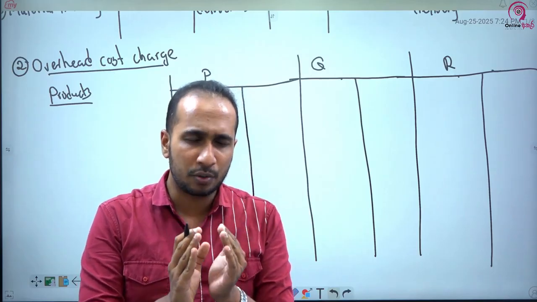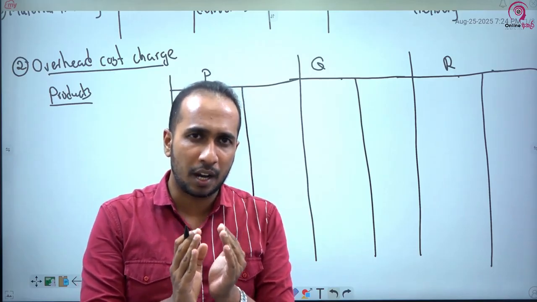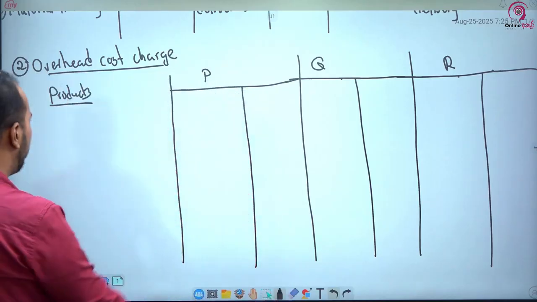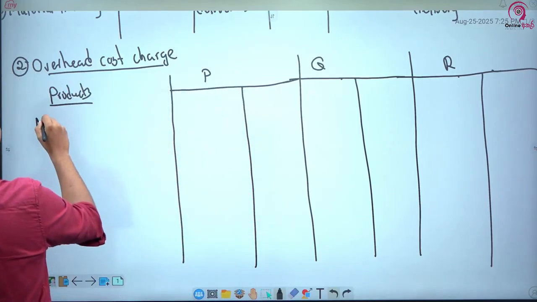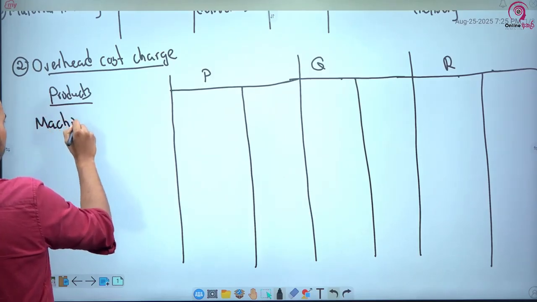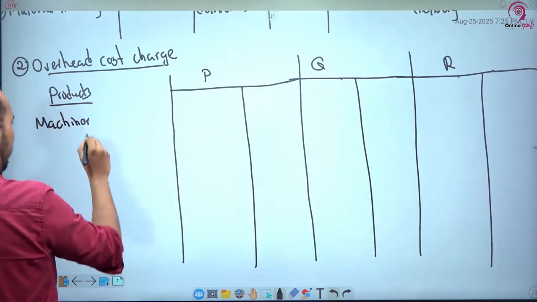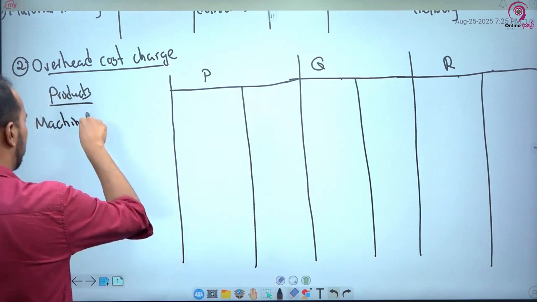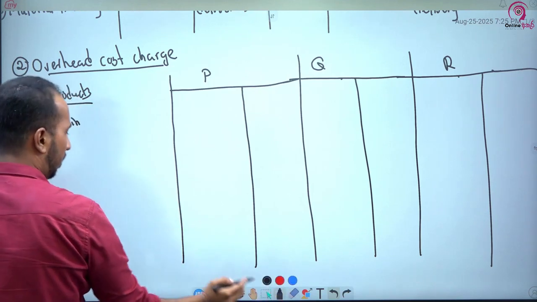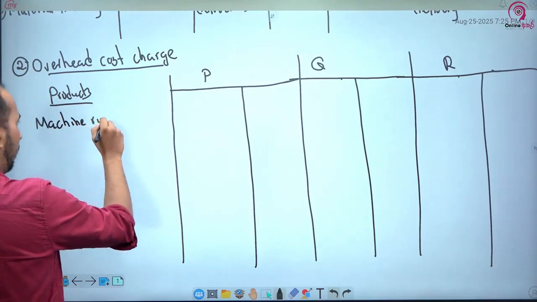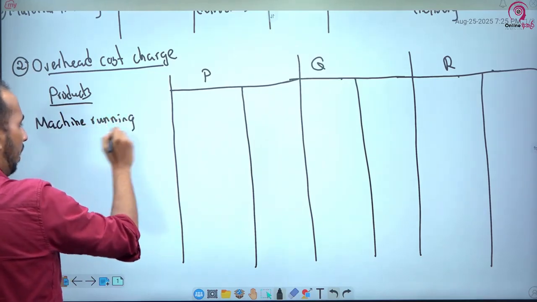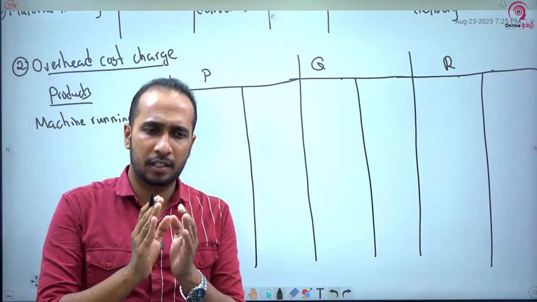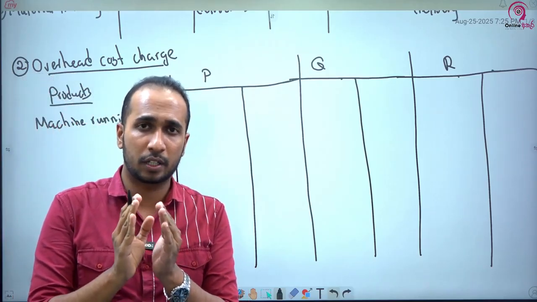So now we have to see how we are going to charge this cost to each of the product. I will start with machine running. So please see carefully how we are going to charge this machine running. So when it comes to machine running, we have already calculated the cost for cost driver.